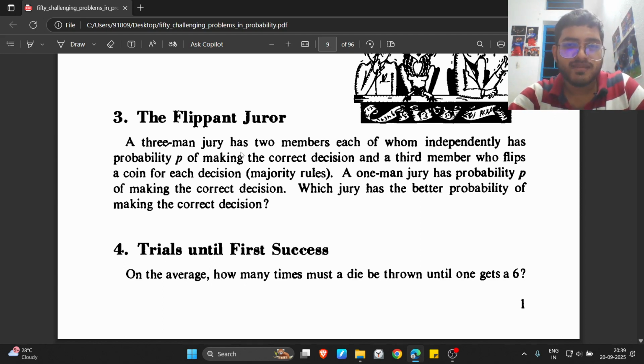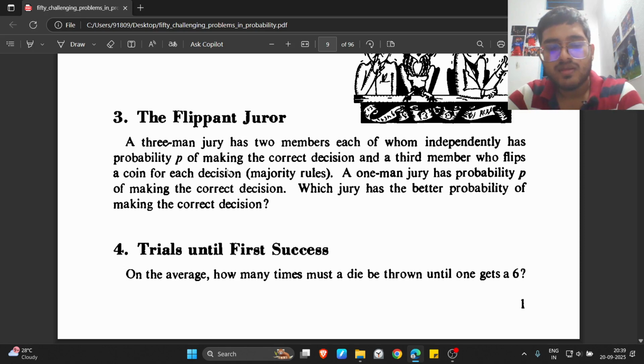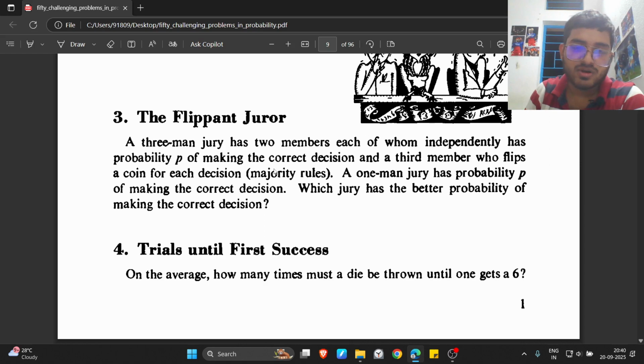Go for the same basic method, and you will get the answer. Basic maths means, let's say, one of the cases. Let's say we need at least two jurors to be right. Let's say all three are right, so the case is WWW, all three win. What is the probability? P for juror one, P for juror two, and half for juror three.